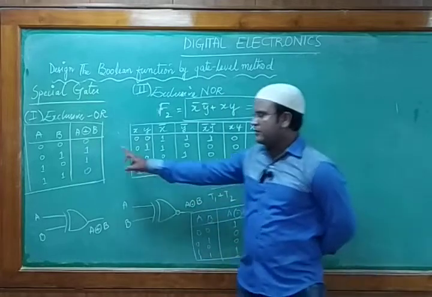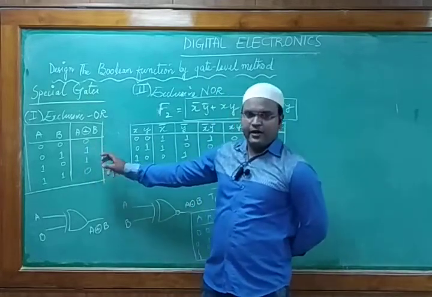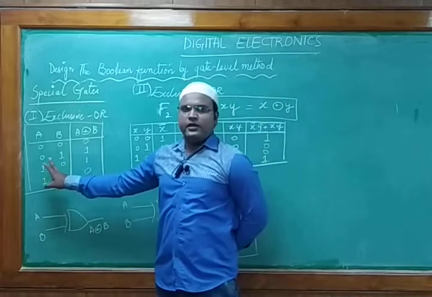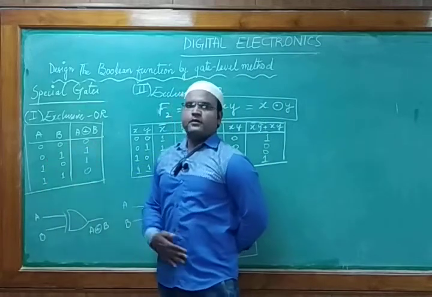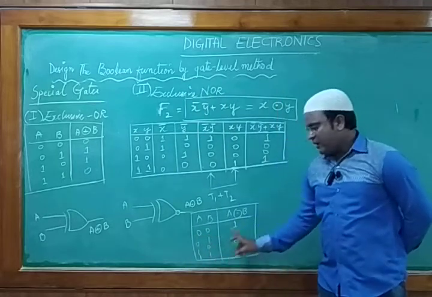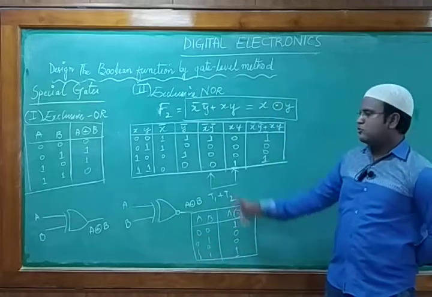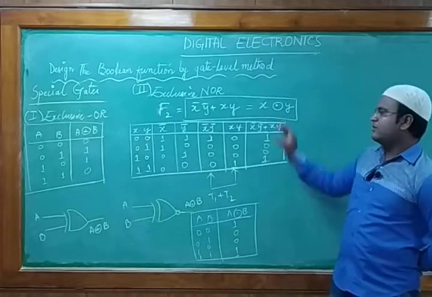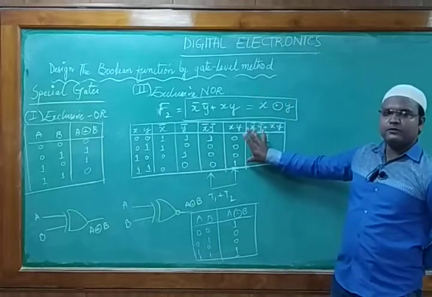So in this, what is the conclusion we can write? We can write that if inputs are different, then only output is high. Whereas over here, what we can write? If inputs are same, then only output is high. So these two gates we have seen. So in this, if they ask to write with truth table, we go with this part.